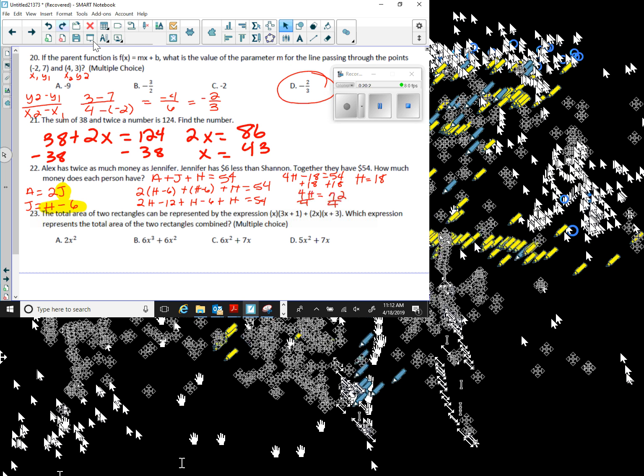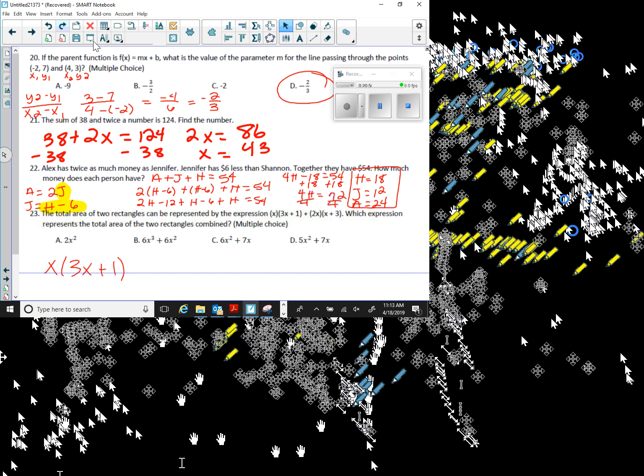Knowing that H, which is Shannon, equals $18, Jennifer has $18 minus 6. Well, 18 minus 6 is 12. So Jennifer has $12. Well, if Jennifer has $12, Alex has twice as much money as Jennifer. So 12 times 2 is 24. So Shannon has $18, Jennifer has $12, Alex has $24.